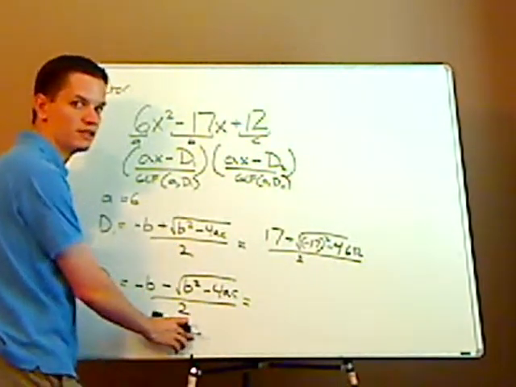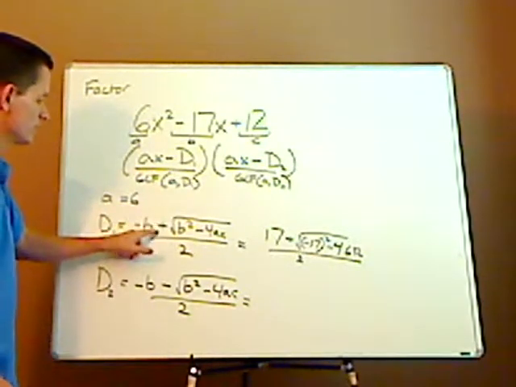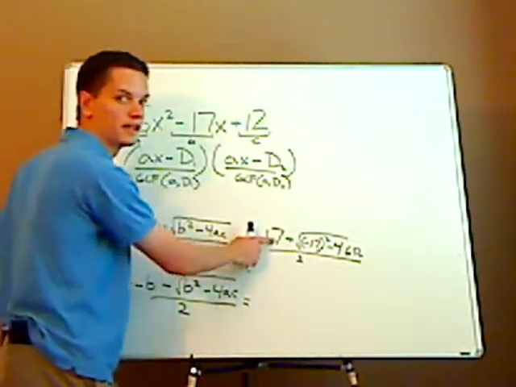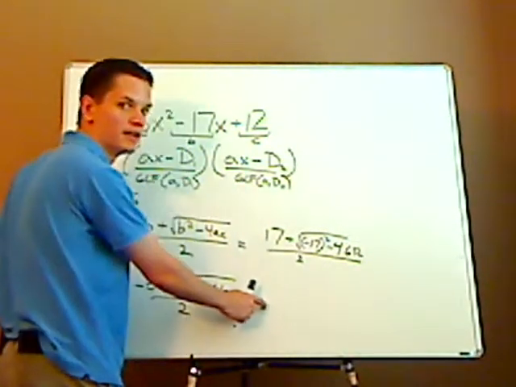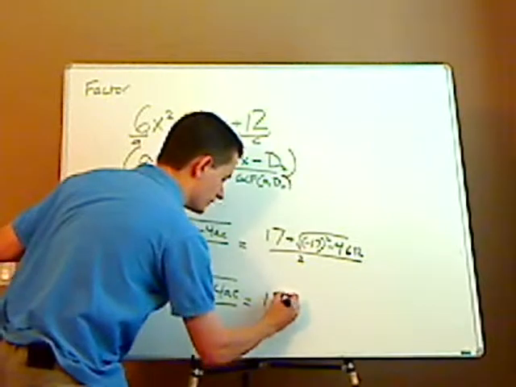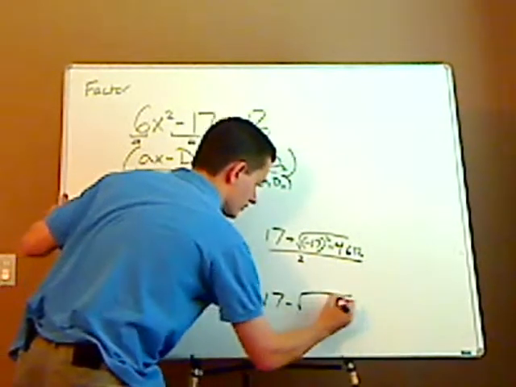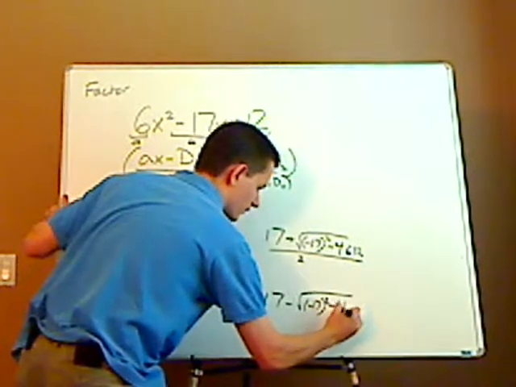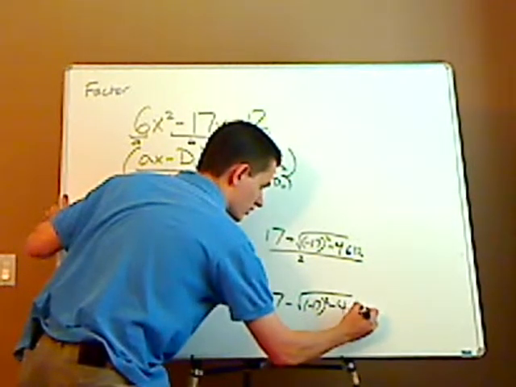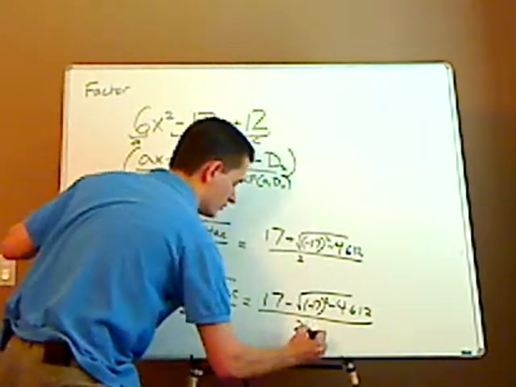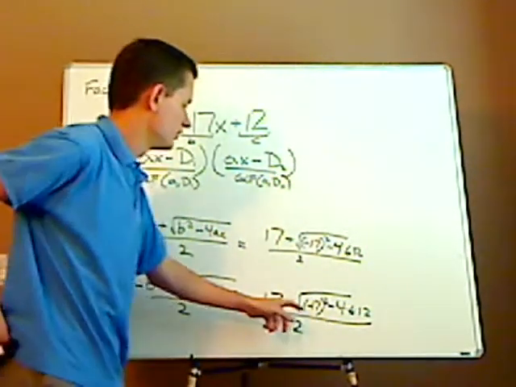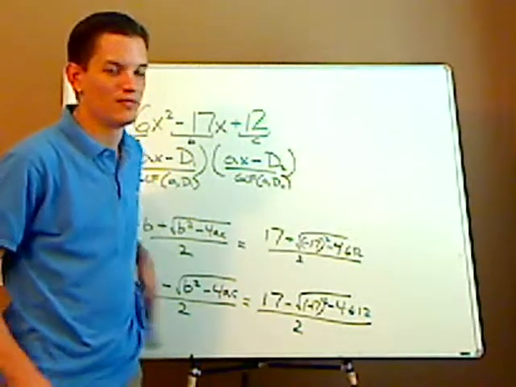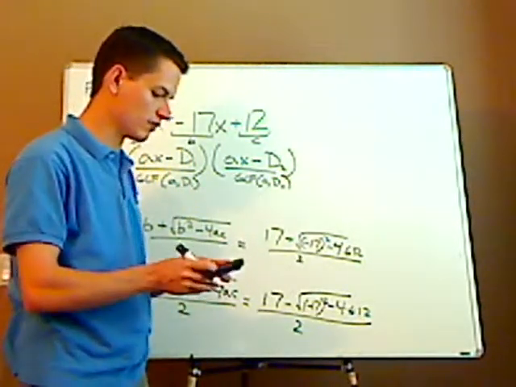Now this right here, D2, is very similar. The only thing that changes is the plus sign becomes a minus sign. So if it's a plus sign here, that means it's going to be a minus sign here. So it would be 17 minus the square root of all of that stuff, over 2. Now, you're going to need a calculator for this.